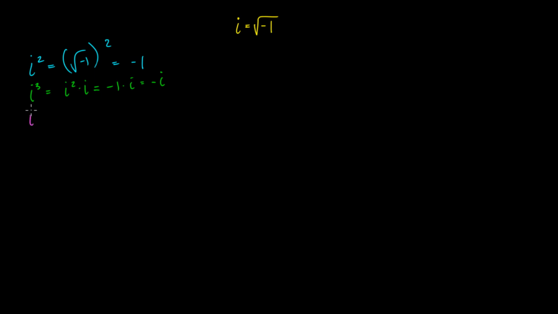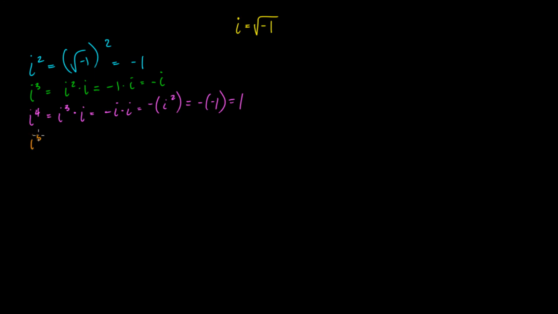So i cubed is the opposite of i. If we raise i to the 4th power, well, that's i cubed times i, which is -i times another i. So that's the opposite of i squared. Well, we know that i squared is -1, so that's the opposite of -1, which is +1. So if you raise i to the 4th power, you get 1.